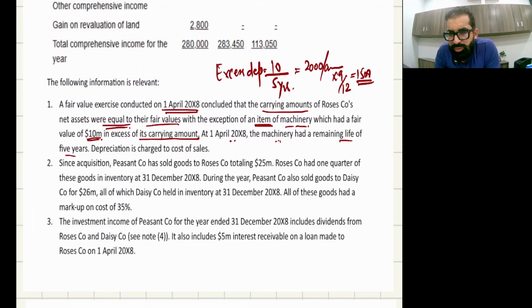9 months profit after tax. Okay, and you know these things, you have done the classes. So this is adjustment number one. In adjustment number one, this excess depreciation is the only adjustment you have to do. Fair value adjustments are never posted in consolidated income statement. Okay, only fair value adjustment.